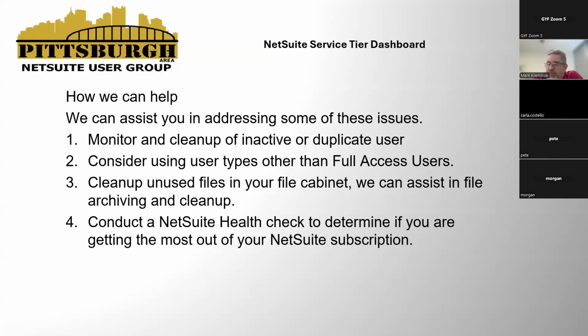So that's the second point: consider other license types other than full access users. Not only do the other license types not consume a user license, they don't count against your full access user list, and they're cheaper. Some of them they sell within bundles, like 5 users, but the price per user license, for all of them, is cheaper than your full access user. Your full access user is going to be your most expensive user.